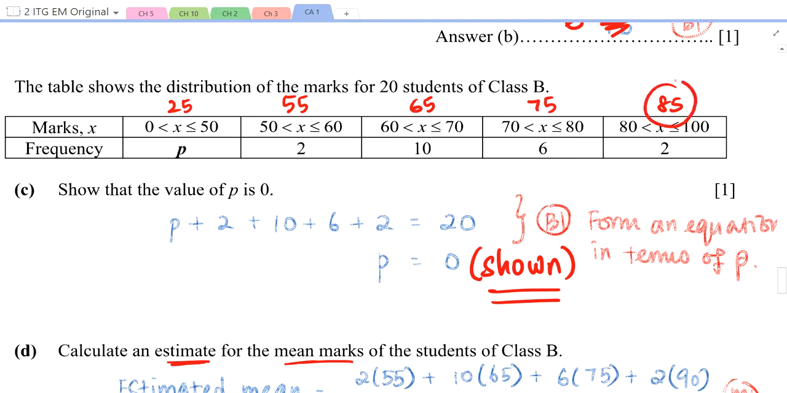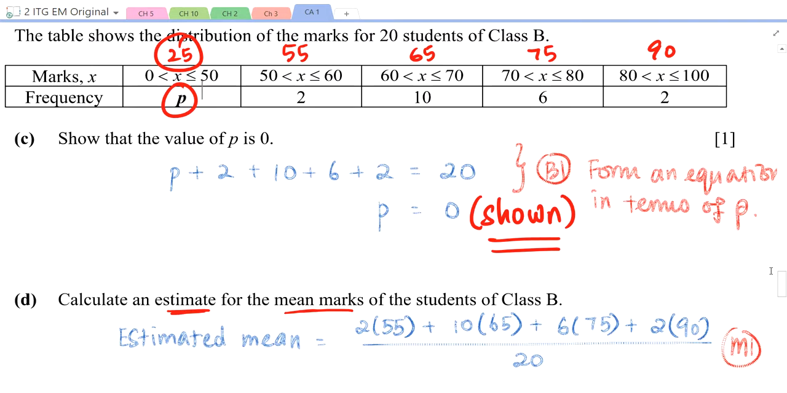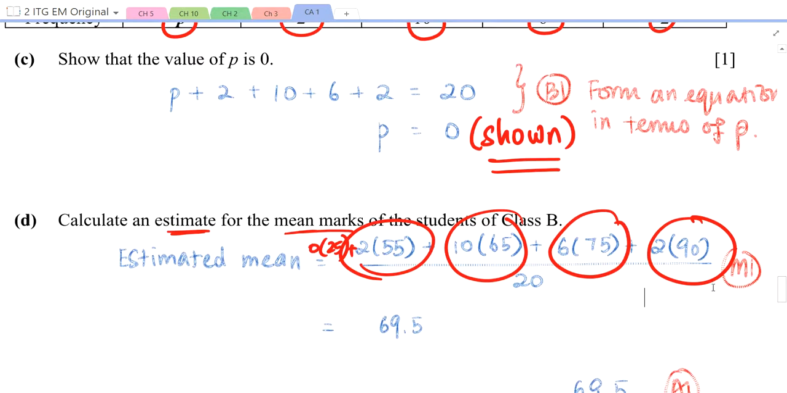Then 85? Is it 85? How many of you put 85? Never mind, don't need to raise your hand. You know already, huh? This over here, the midpoint is 90. So 25 times P is 0. So here we have 0 times 25 as my first one. Then we have 2 times 55, 10 times 65, plus 6 times 75, plus 2 times 90, divided by the total, which is 20. And you get 69.5.